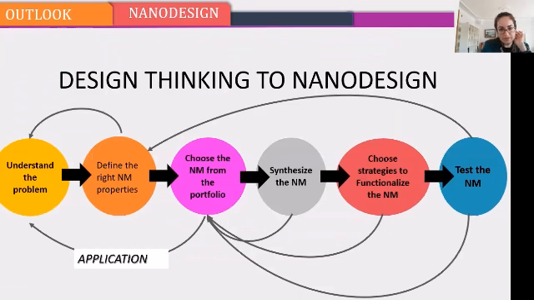So let's turn back to design thinking to nano design. I will give you some examples of how we can use these paths for second generation and first generation. Some of the samples I'm going to show you are first and second generation nanomaterial design. I chose 3 or 4 applications, and let's see how we can solve those problems with nanomaterials.